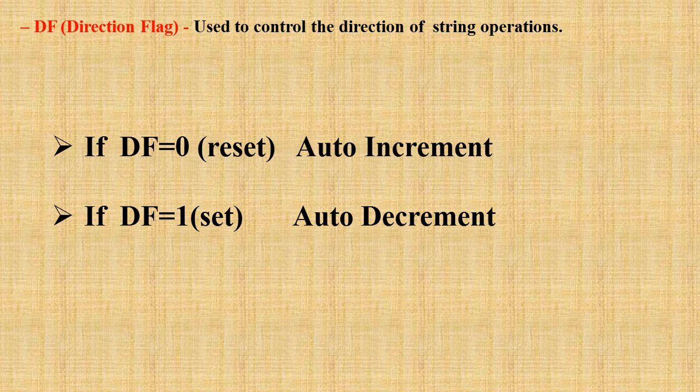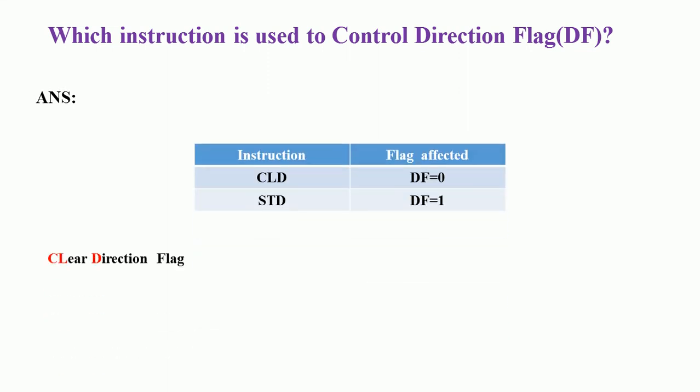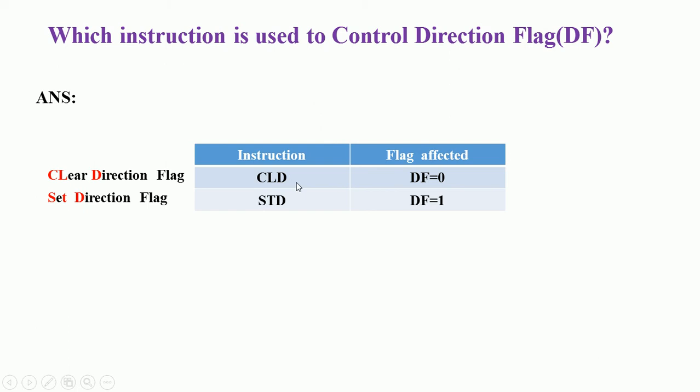Therefore, it comes under string operations. Now, if the direction flag is reset, by default reset only, it is auto increment. If the direction flag is set, it is auto decrement. It decrements SI or DI by 1 or by 2. Here also we have instructions to control this flag. What is the answer? Clear direction flag and set direction flag. If you want auto increment, CLD. If you want auto decrement, STD. CLD, clear direction flag, means the flag is reset, and STD, set direction flag, means the flag is set. Any doubts here?